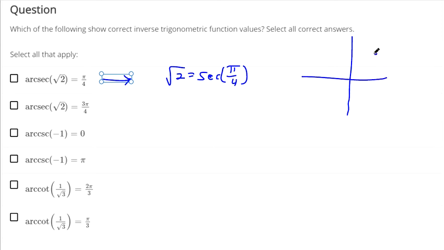So pi over 4 is right around here. That's a 45-degree angle. And we know 45-degree angles have that special triangle. It's square root of 2 over 2, square root of 2 over 2, and 1 for the hypotenuse. So it means secant is the reciprocal of cosine. Cosine would be the adjacent divided by the hypotenuse. So secant is the hypotenuse divided by the adjacent.